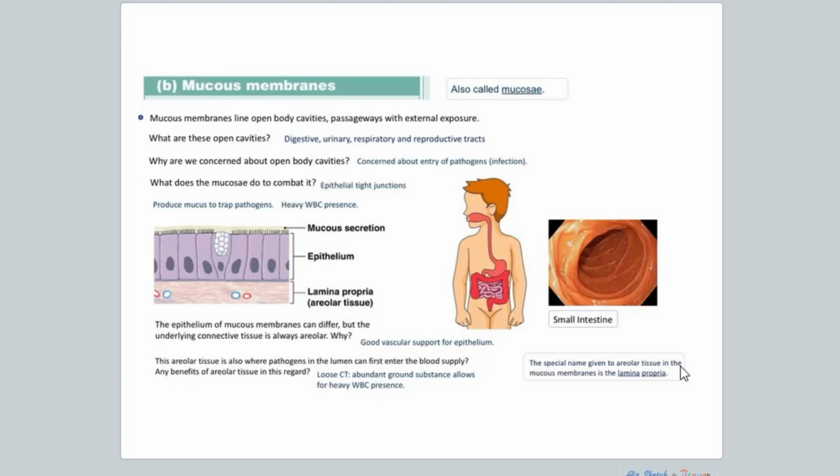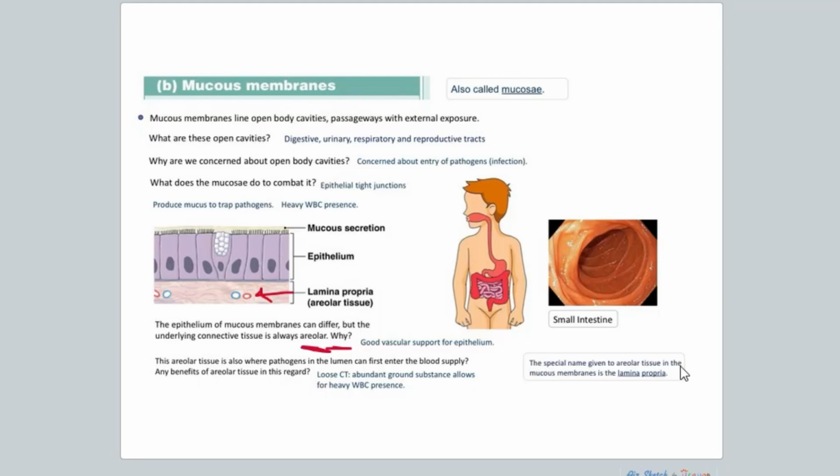Okay, so one thing I want to point out here is that in all these mucous membranes, the epithelial type can differ. The epithelium that we find here is simple columnar epithelium, but that's not always the case. The epithelium can be any of the types of epithelium, depending on where it's at in the body. But something I want to point out is that the underlying connective tissue in all of these membranes is always areolar tissue. This is areolar tissue down here. And why is that the case? Why do we always have areolar tissue underneath epithelium?